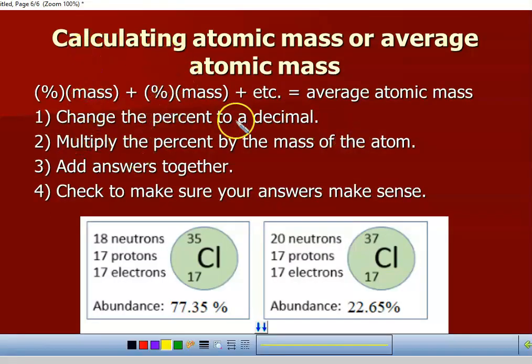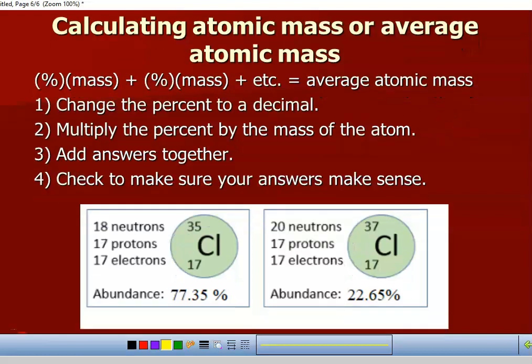Alright, so this is how you're going to do it. You're going to change your percent to a decimal, okay? And how do you change your percent to a decimal? You move your decimal over 2 places to the left, or you divide by 100, either one. So we're going to change these numbers to decimals, and then we're going to multiply them by their masses. And then we're simply going to add those numbers together.